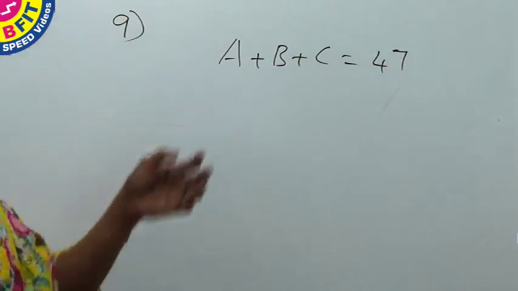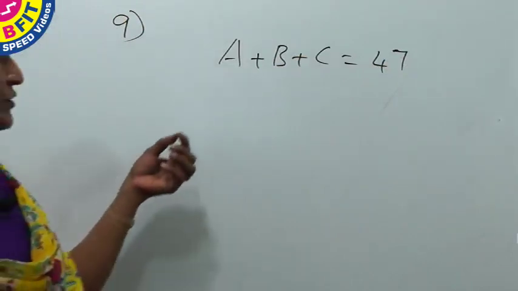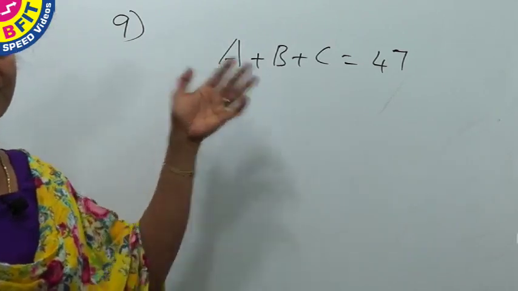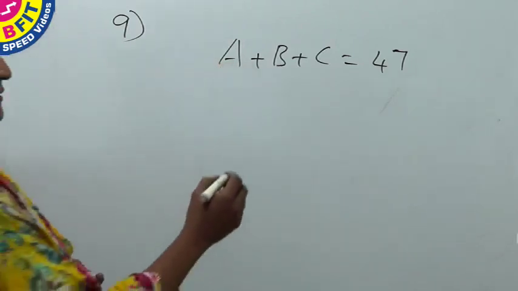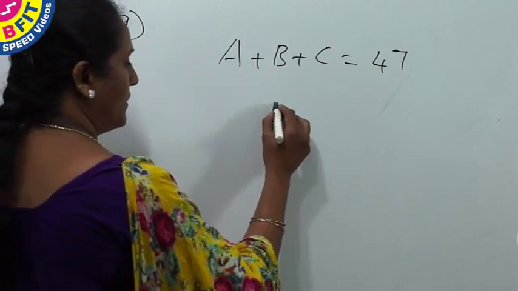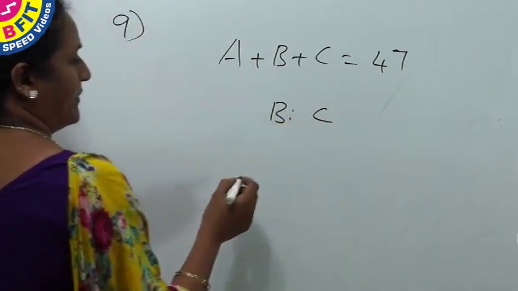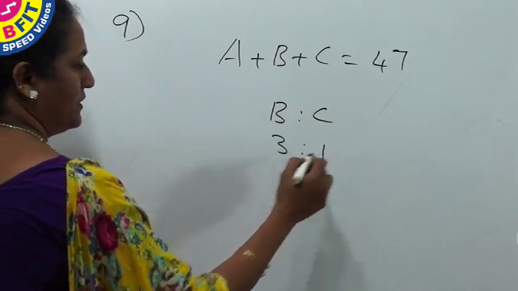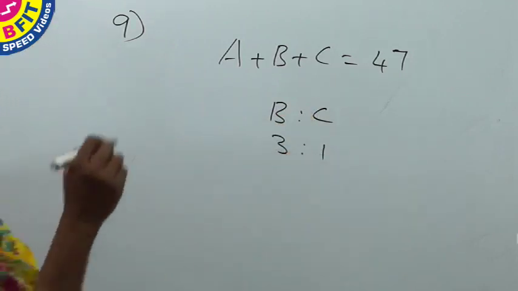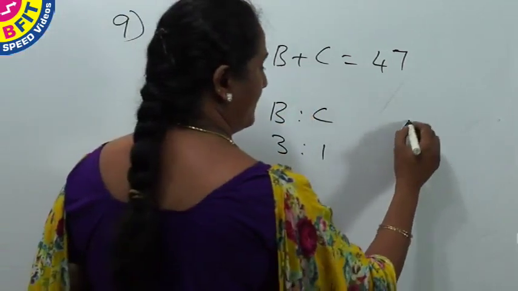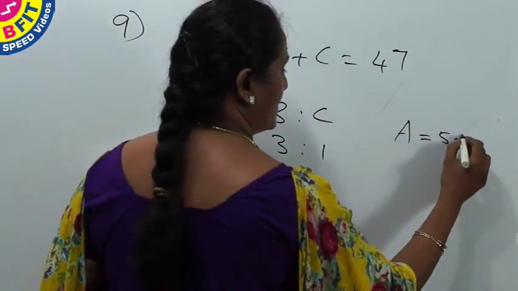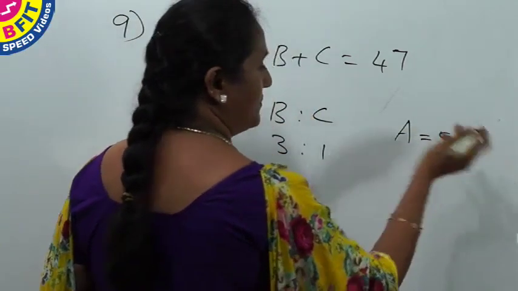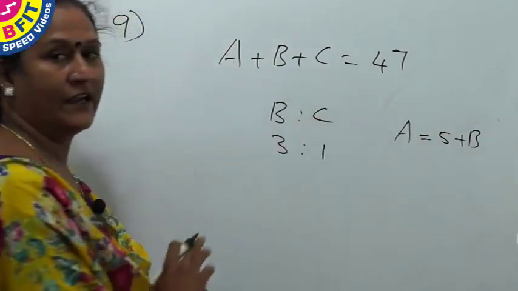A is 5 years older than B and the ratio for B and C is given. B is thrice as old as C. So we can get the ratio for B and C as 3:1. And also A is 5 years older than B. So with B's age, when added 5, we get A's age.